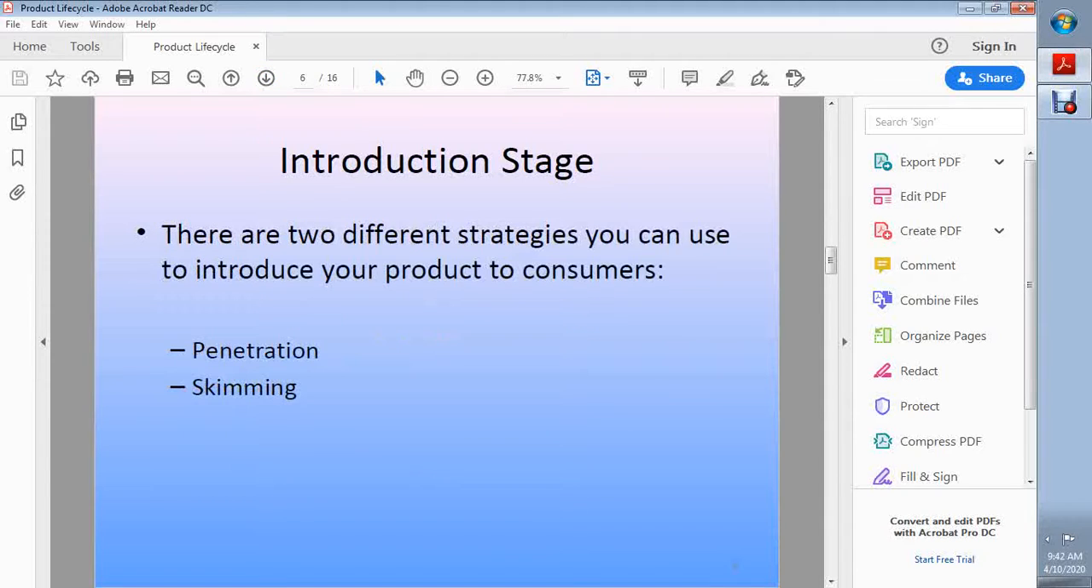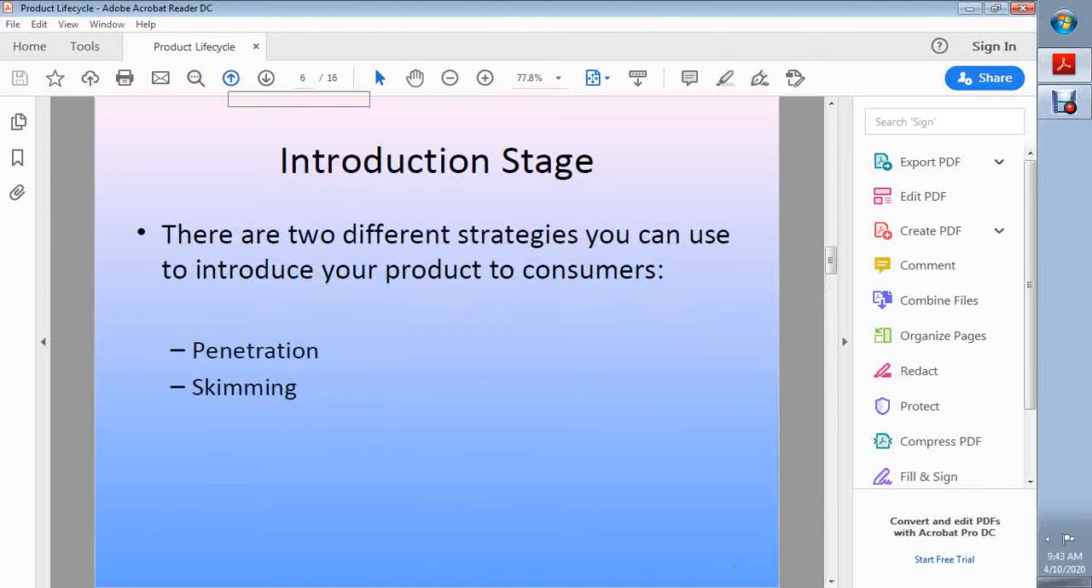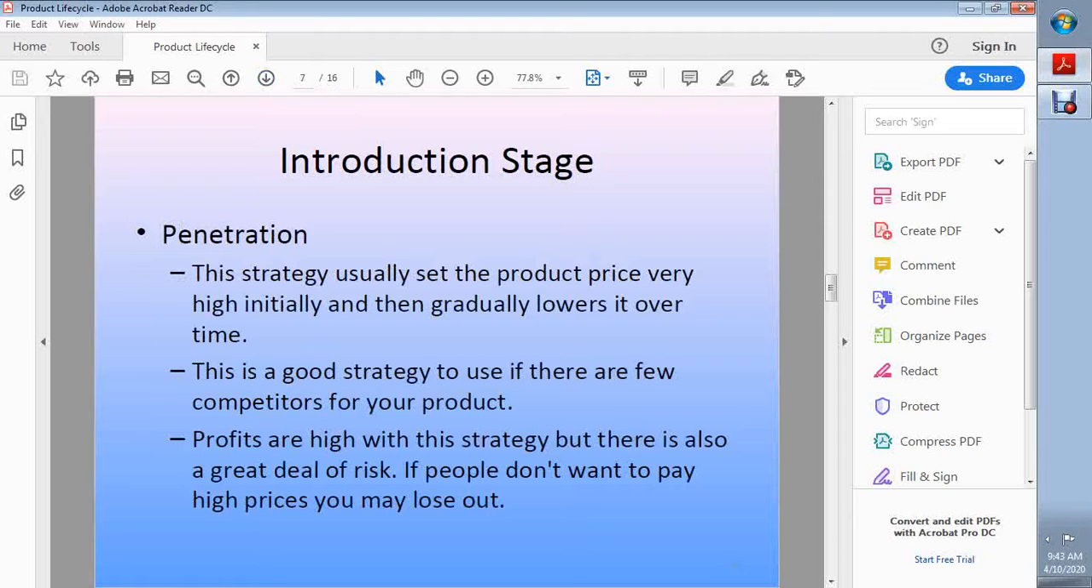In the introduction stage, there are two different strategies you can use to introduce your product to the consumer. First is penetration. The second one is skimming. In the introduction stage, first we will go to penetration, then we will go to skimming.